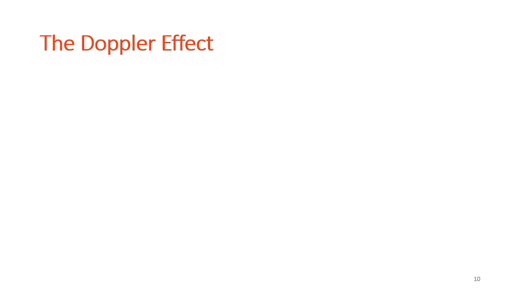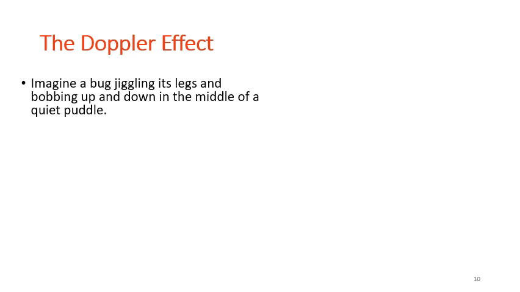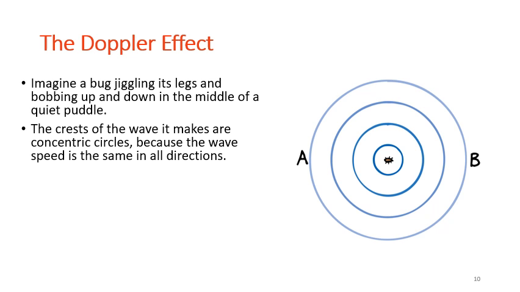Let's try to understand this Doppler effect. Consider a small bug in the middle of a quiet puddle, and if the bug is jiggling its legs, it will create a wave pattern. In this picture, the blue circles refer to the crests of this wave. These are the crest points, and here again, these are the crest points of this wave.